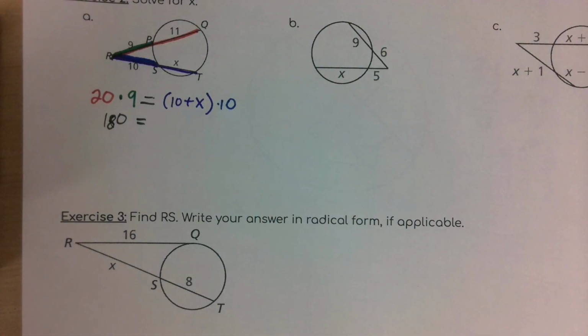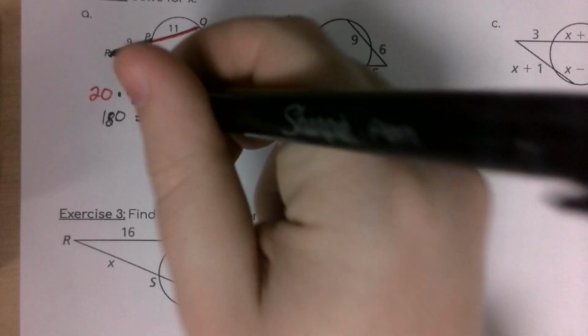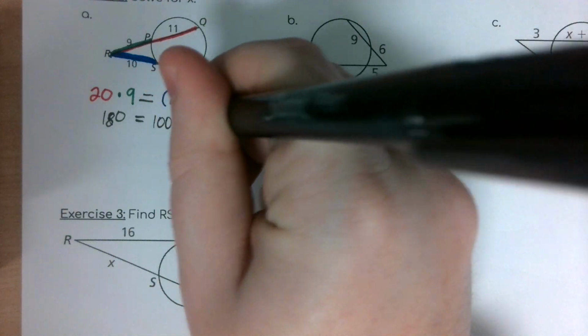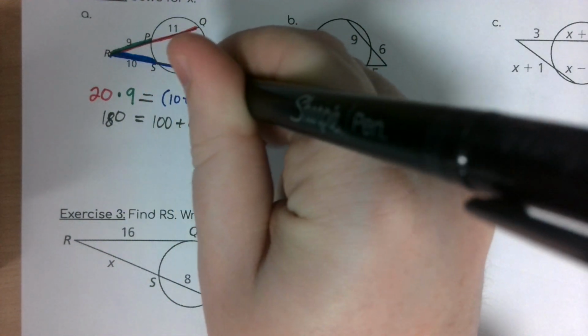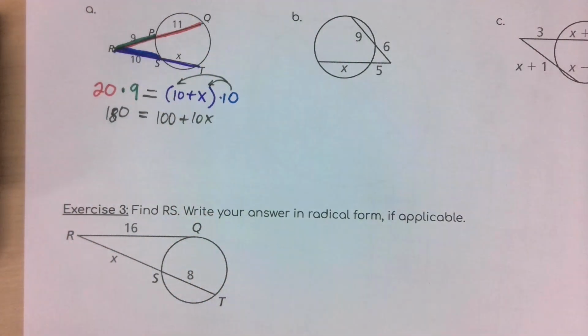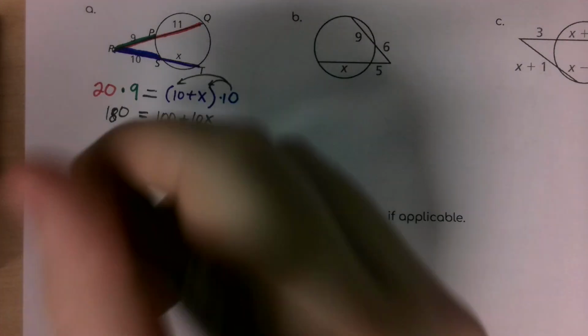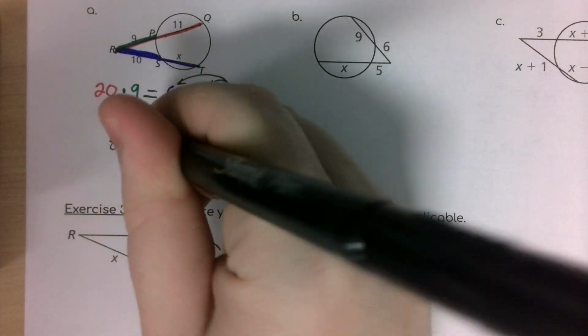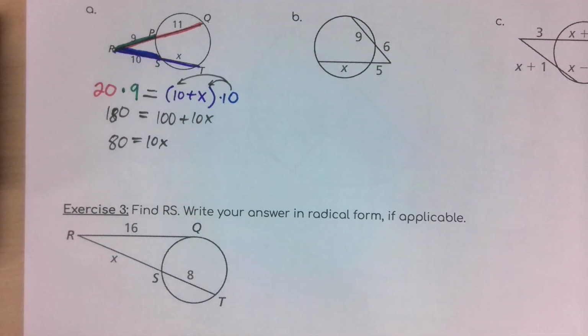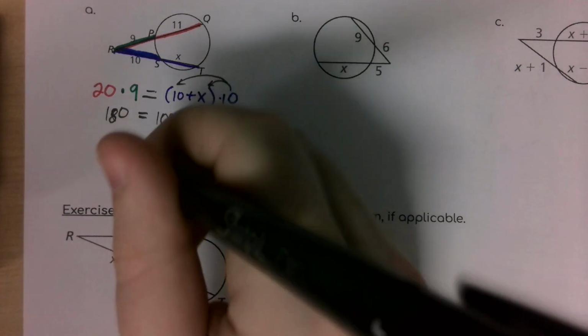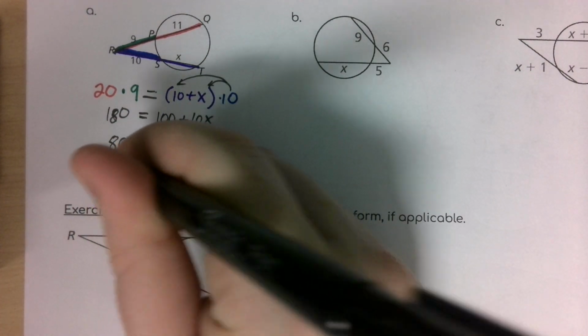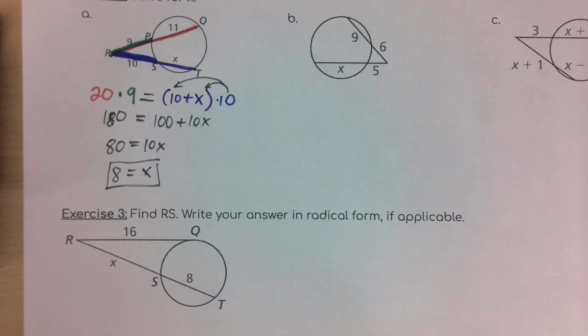10 plus x times 10 just means we have to distribute the 10. We'll end up getting 100 plus 10x, because that 10 multiplies to everything. When we subtract 100 from both sides, we will end up getting 80 equals 10x. And to solve for x, divide by 10. X equals 8. Very nice.